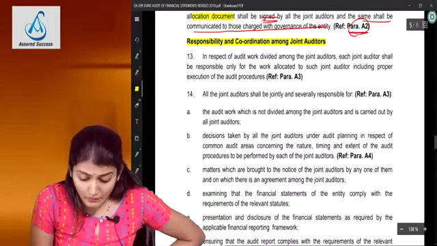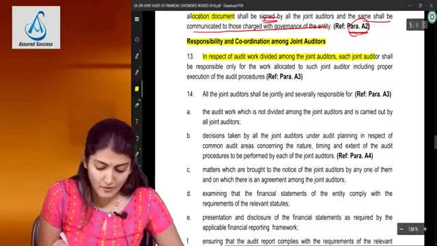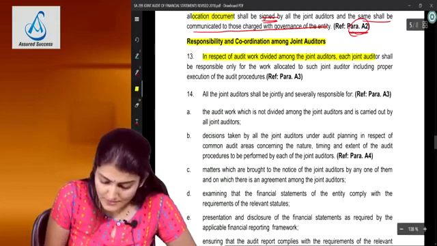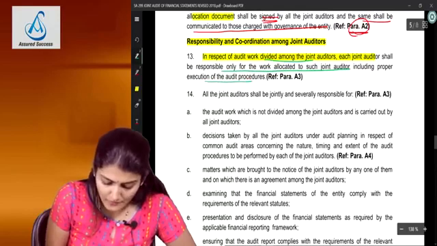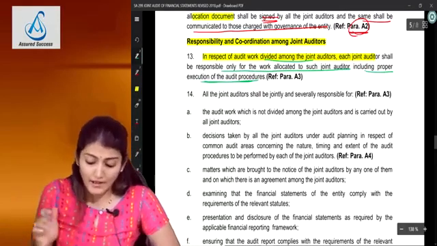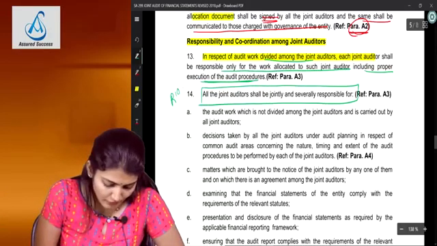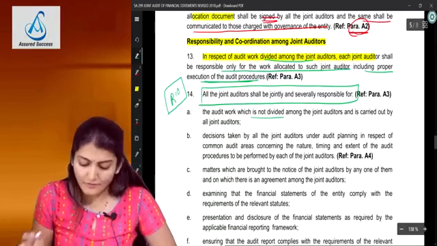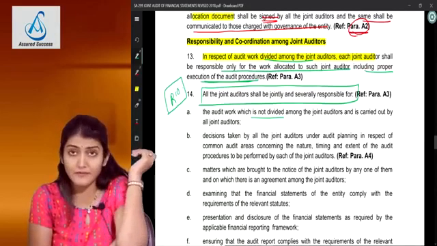In respect of audit work divided amongst the joint auditors, each joint auditor shall be responsible only for the work allocated to such joint auditor. So for work which is divided, who is responsible? The respective joint auditor to whom that work has been allocated, including the proper execution of the procedures. And all joint auditors shall be jointly and severally responsible for, very important, the audit work which is not divided amongst the joint auditors and is carried on by all the joint auditors.